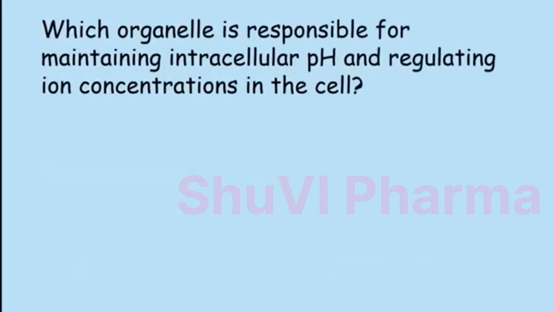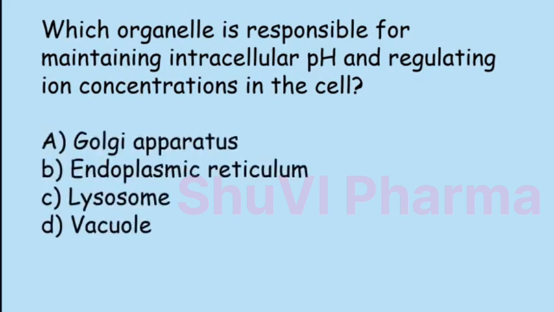Which organelle is responsible for maintaining intracellular pH and regulating ion concentrations in the cell? Golgi apparatus, endoplasmic reticulum, lysosome, vacuole. The correct answer is option D. Vacuole organelle is responsible for maintaining intracellular pH and regulating ion concentrations in the cell.